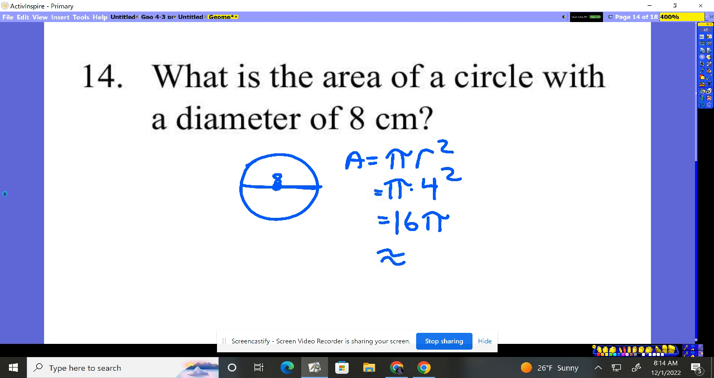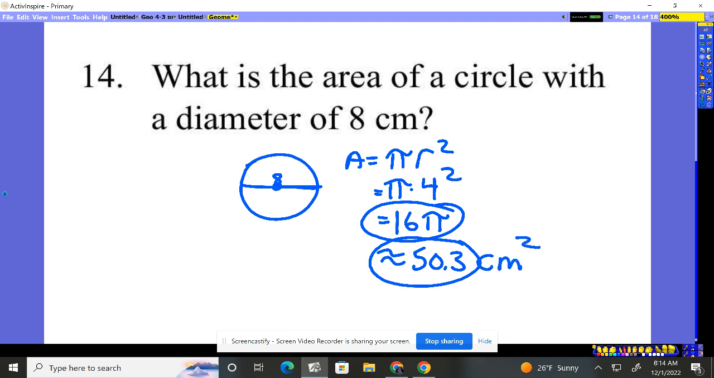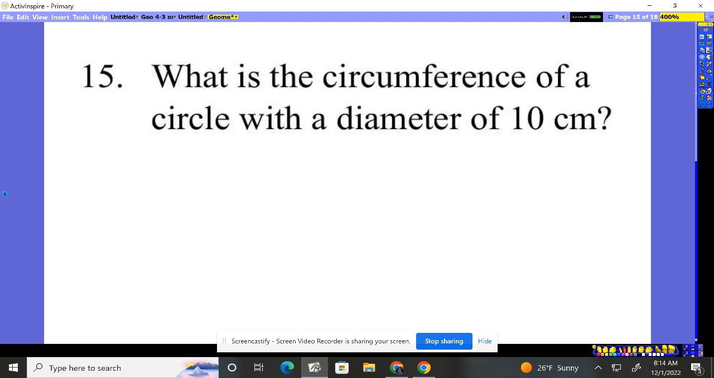Now, if we want to grab a calculator and do 16 times, and we can put in the pi button, you'll get 50.26. So about 50.3 is perfectly fine to put if you want. This is an exact answer, but once we multiply by pi, we have to round it. So 50.3. Now, we should put our units. Area is always how many squares. So this is squared centimeters.